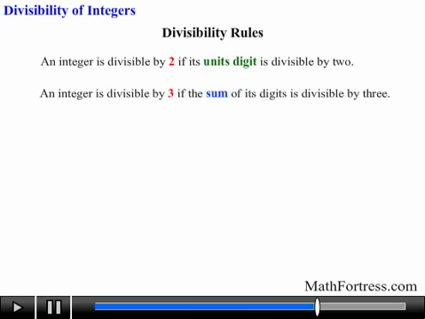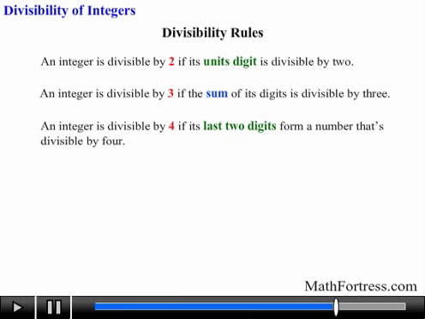An integer is divisible by 3 if the sum of its digits is divisible by 3. For example, we know that 5,616 is divisible by 3, because the sum of its digits, 5 plus 6 plus 1 plus 6 equals 18, which is divisible by 3. Also, we can add the digits of 18 as 1 plus 8, which is equal to 9, which is also divisible by 3.